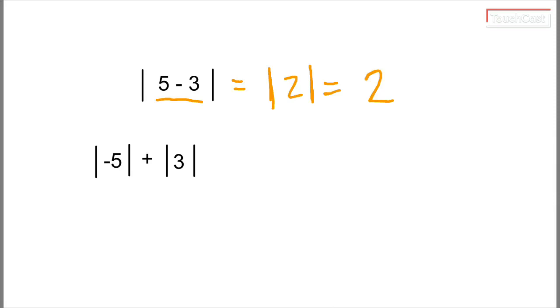Just as a helpful hint, the absolute value is a distance. You cannot have a negative distance, so the absolute value of a number is always going to be positive.